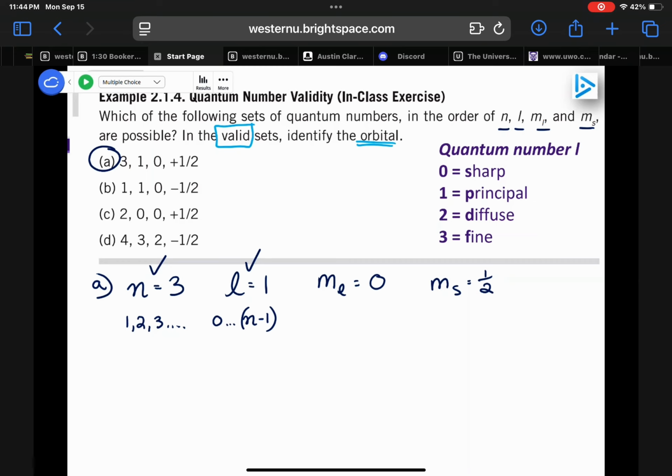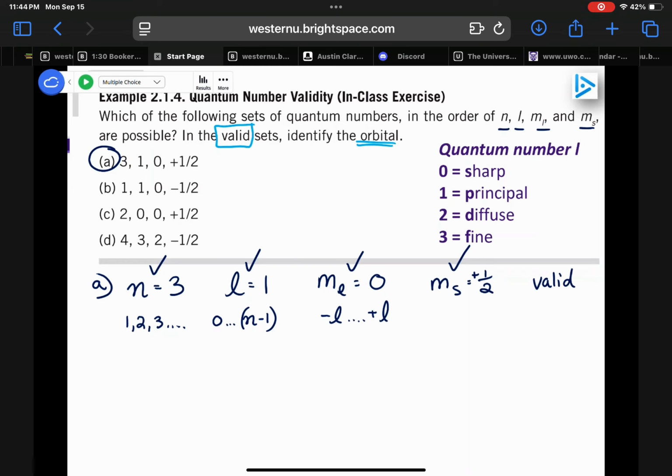For ML, the magnetic quantum number, it can go from minus L through 0 up to plus L. Well, L equals 1, so ML could be -1, 0, or +1. 0 is a valid option. The spin number is given as a plus half. Sometimes we write in the plus, sometimes it's implied, whichever. It's one of those two valid options, so yes, this would be a valid set of quantum numbers.